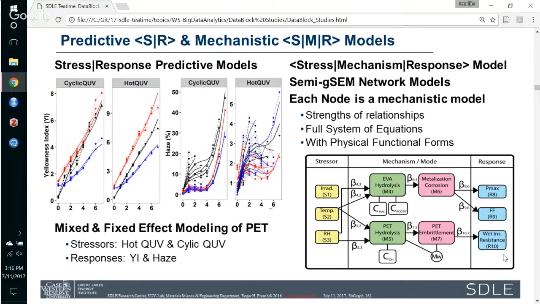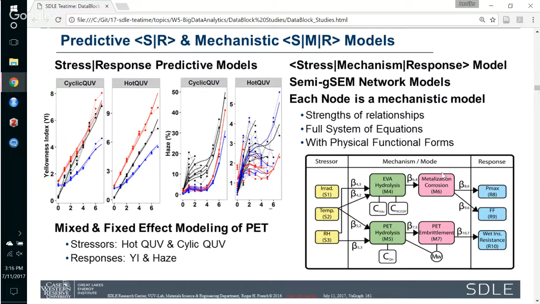This uses, of course, a performance metric as a response. So in this case, for a module, our responses are maximum power, fill factor, and then we have stressors of irradiance and temperature and relative humidity. And so if you were to take out the mechanism part of this and make it a stress response model, you say relative humidity causes a degradation in the maximum power point. Well, the implication is then you can't put your modules into any humid environment. And again, that's not helpful.